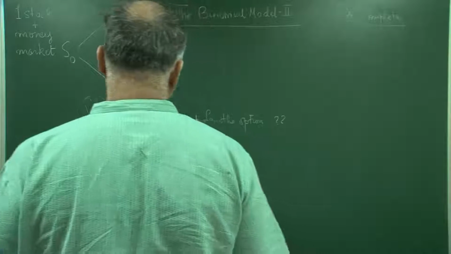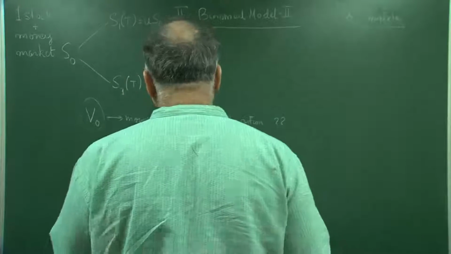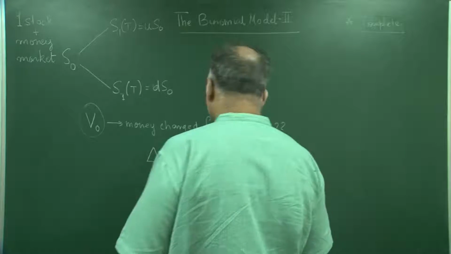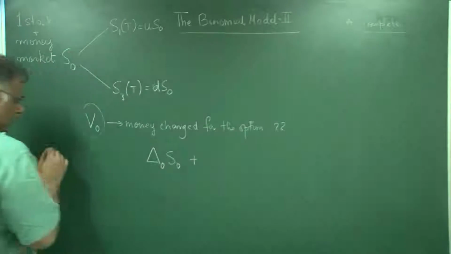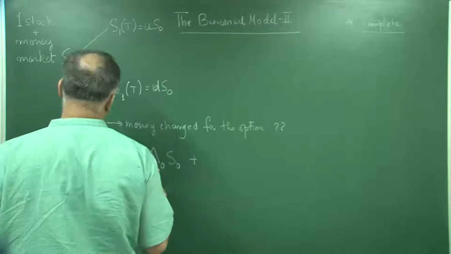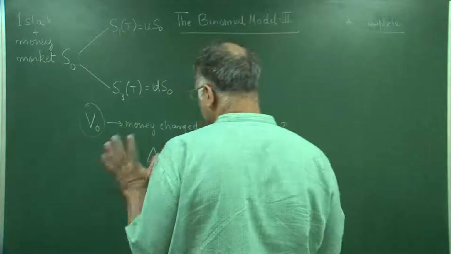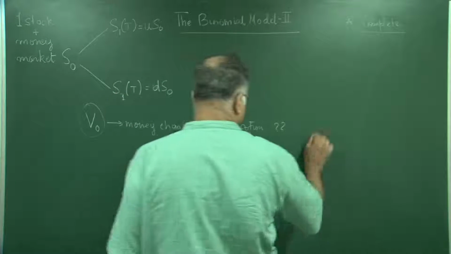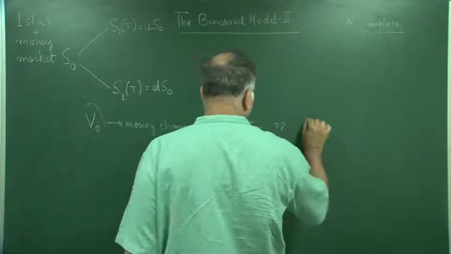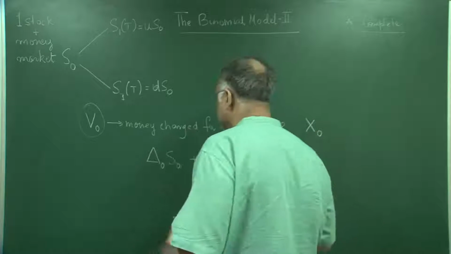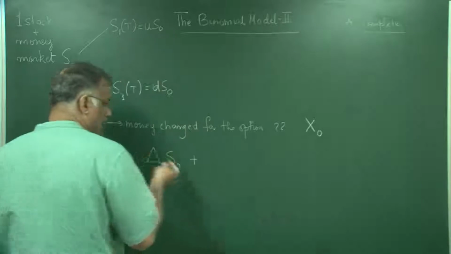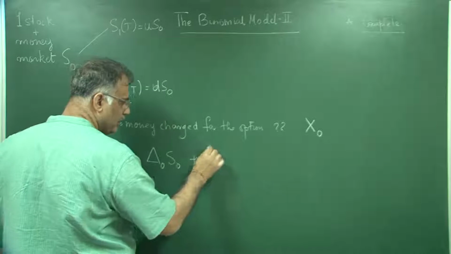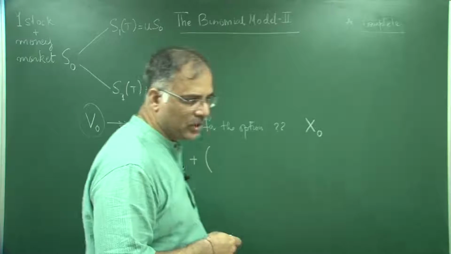So, what I am trying to find is the worth of my portfolio at time 0. Suppose I have got x naught amount of money, which is the same as your V0. Instead of writing V0, let me just put x0. V0 is something I do not know, but suppose I had x naught amount of money, then what would I have done? I would have bought some shares and invested the rest of the money in the money market, right.